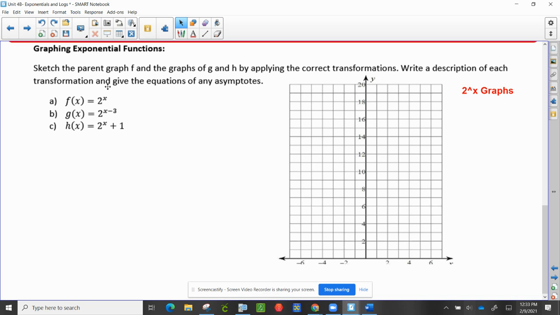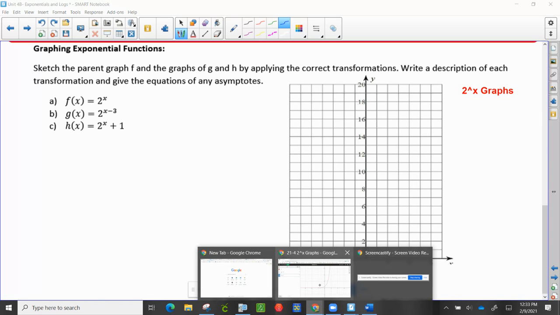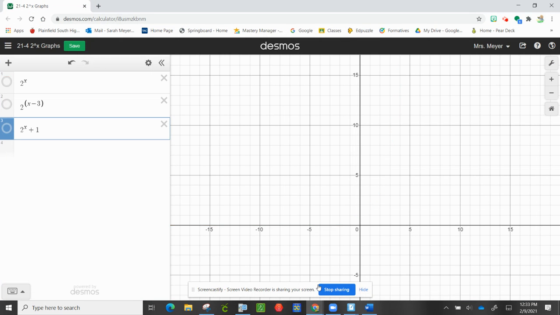So what I'm going to do is start by graphing f using Desmos, so we could talk about what the parent function looks like, and then we'll use transformations to graph the other two. Let me head to Desmos. Okay, so here's my parent function, 2 to the x.